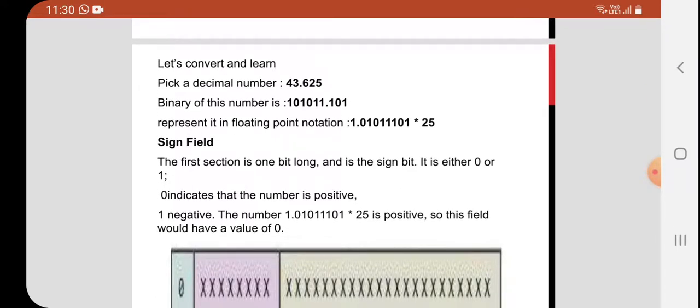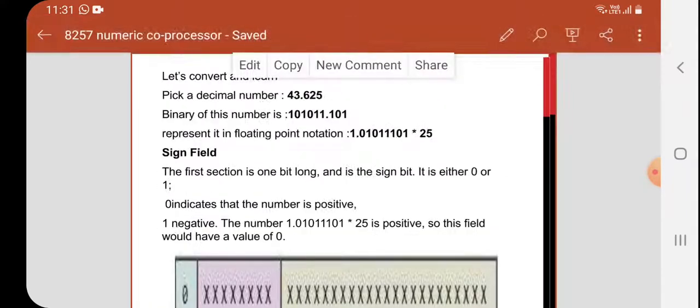Take a decimal number, assume the number is 43.625. Find the binary of it. We have studied this in digital and all. Convert 43.625 to binary, and the respective binary is given. So how do we make it in floating point notation? See, 101011.101 can be written as 1.01011101 into 2 power 5. Actually, that is not 25, it is 2 power 5.